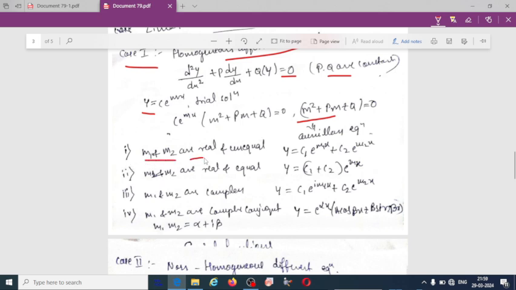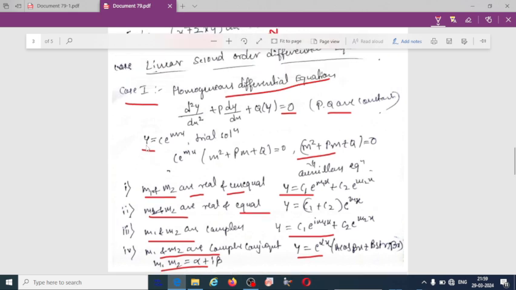If m1 and m2 are real and distinct, then the solution is y equal to c1 e to the power m1x plus c2 into e to the power m2x. If m1 and m2 are real and equal, you can take the coefficient c1 plus c2 common, e to the power mx. If m1 and m2 are complex conjugate, let us take m1 and m2 as alpha plus i beta, then y is equal to e to the power alpha x times a cos beta x plus b sin beta x. So these conditions you should follow for solving a homogeneous differential equation of second order.